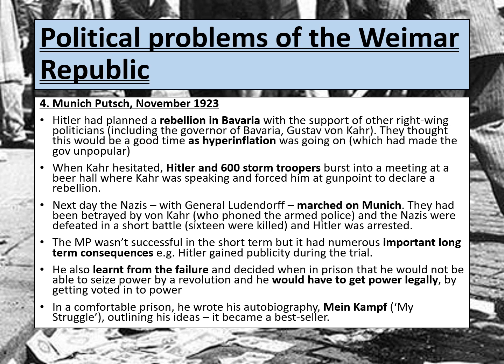Now, of course, we know that the Munich Putsch wasn't successful in the short term because it failed, essentially. It had been defeated, and this was largely because of Kahr phoning the authorities. But actually, the Munich Putsch had a number of important long-term consequences. So when we think about what those consequences were, the most important one really is Hitler himself gaining a lot of publicity during the trial.